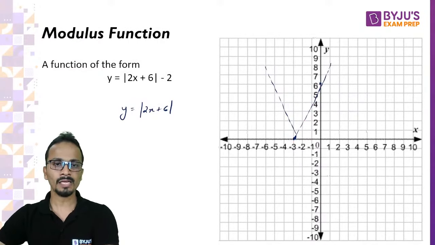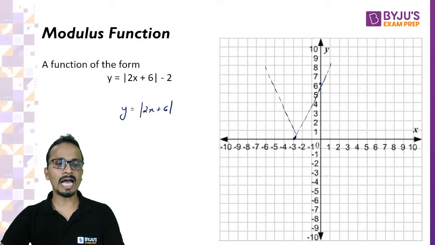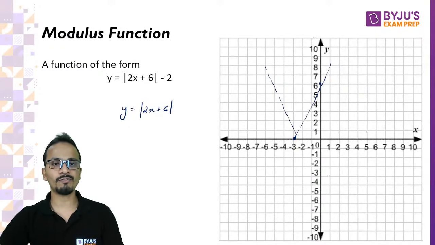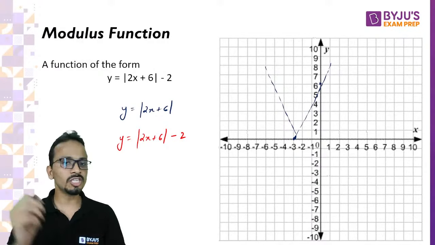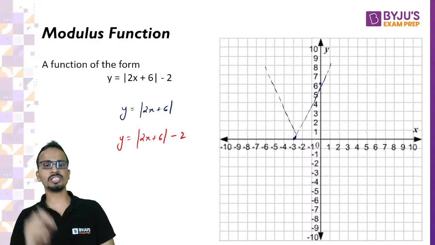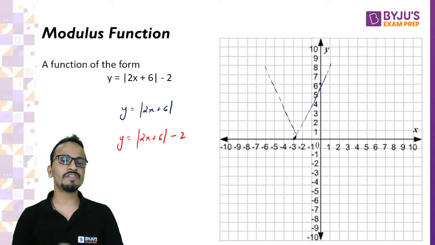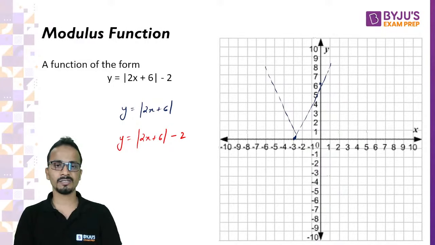Okay, Vicky? So now in this case, if I'm already given this graph and I want to plot the graph of y equal to modulus of 2x plus 6 minus 2, what will happen to the original graph to obtain the new graph? Come on, tell me. What type of shifting will happen? Upward, downward, left or right? Come on, tell me.